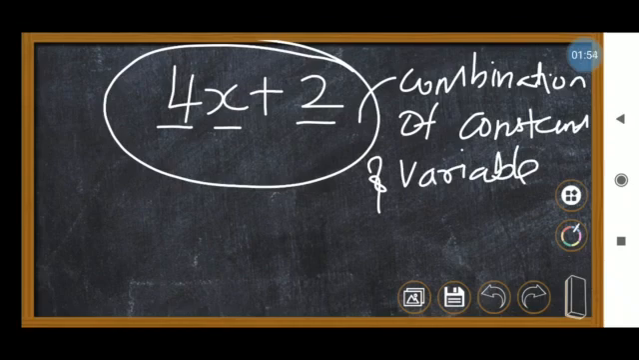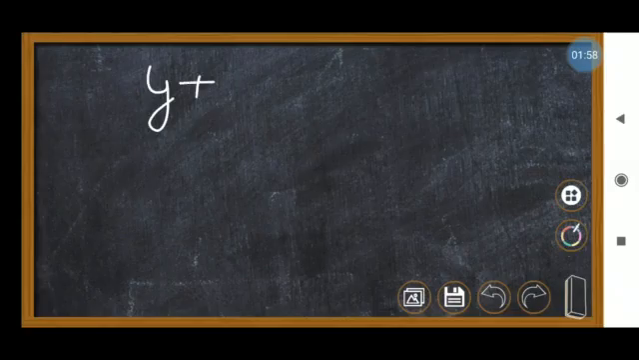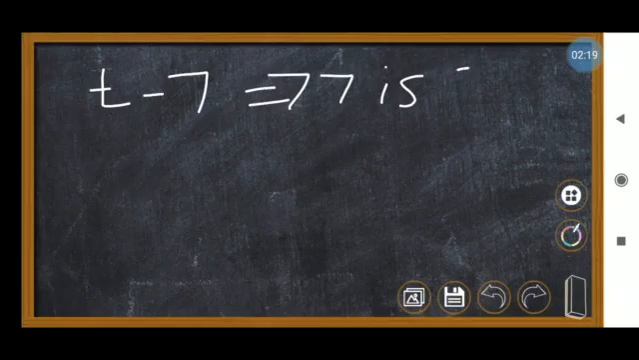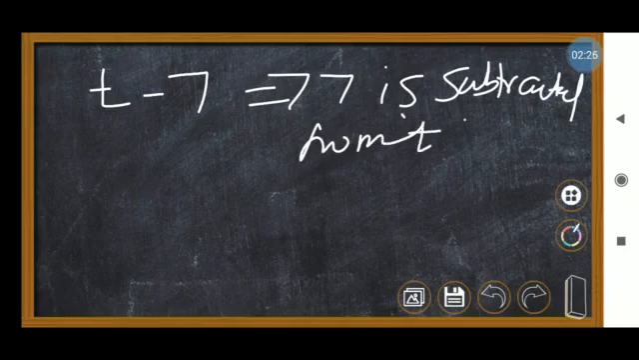They gave some examples also in your book. For example, y plus 5. We can read it as y is added to 5, or 5 is added to y, whichever you take. And for example, t minus 7. We can write it as 7 is subtracted from t.